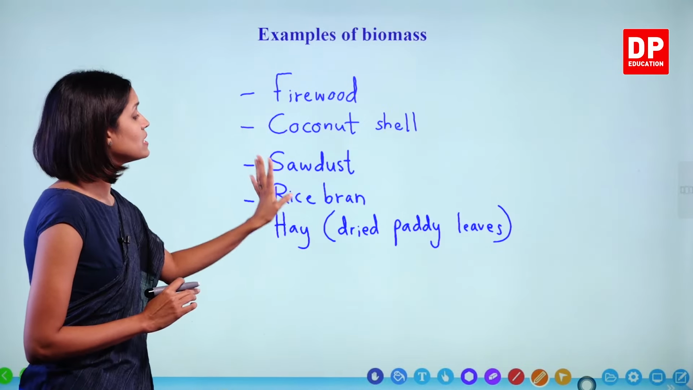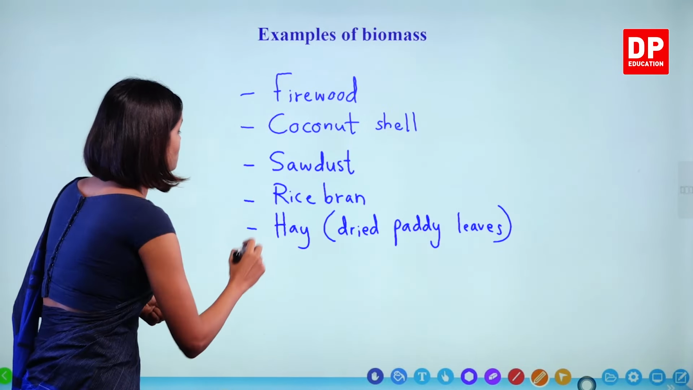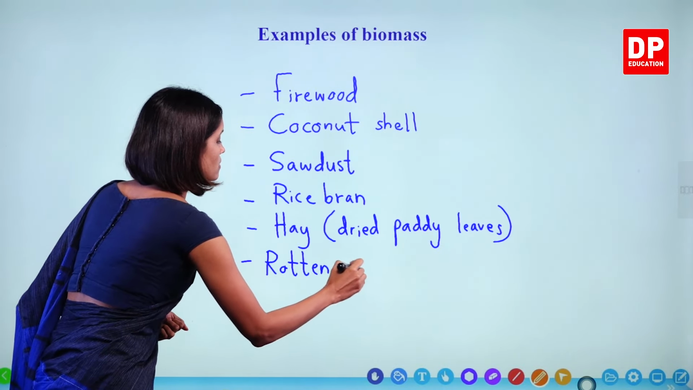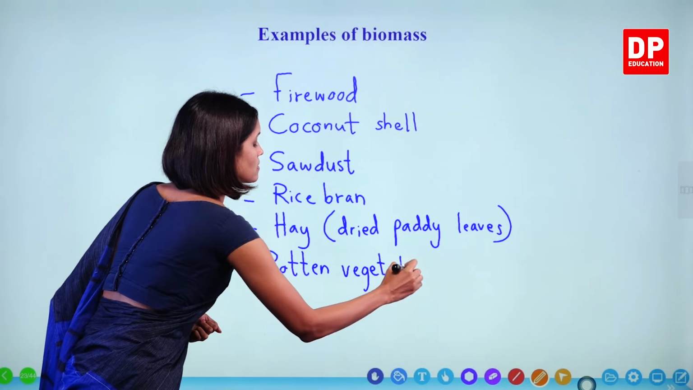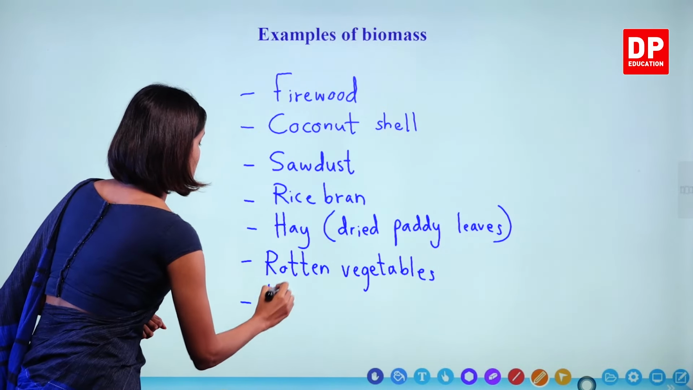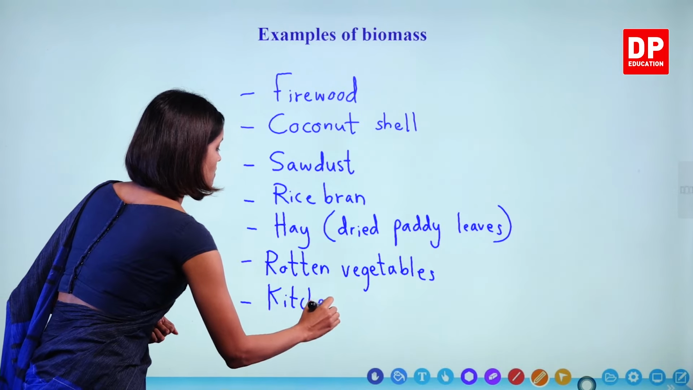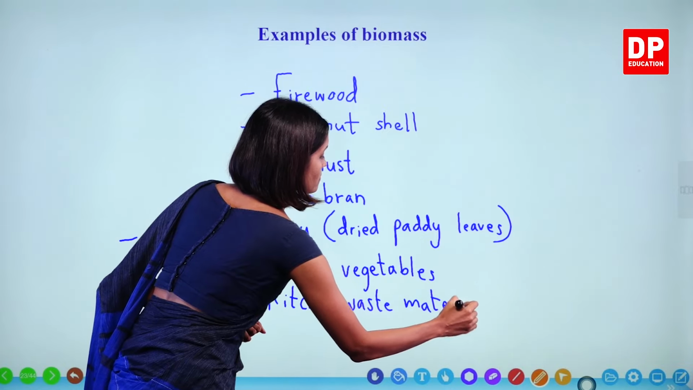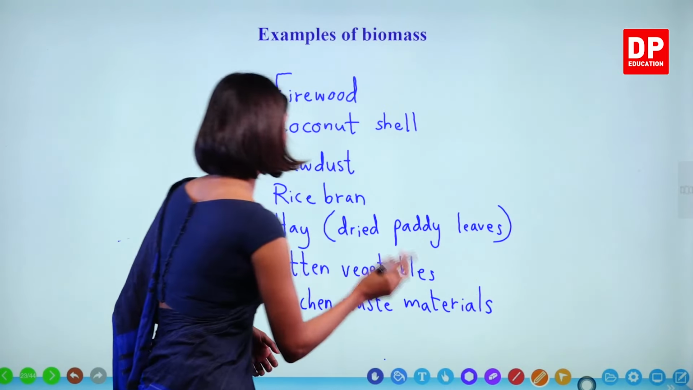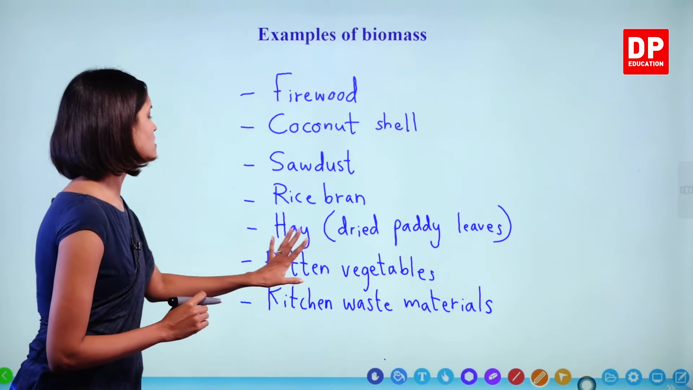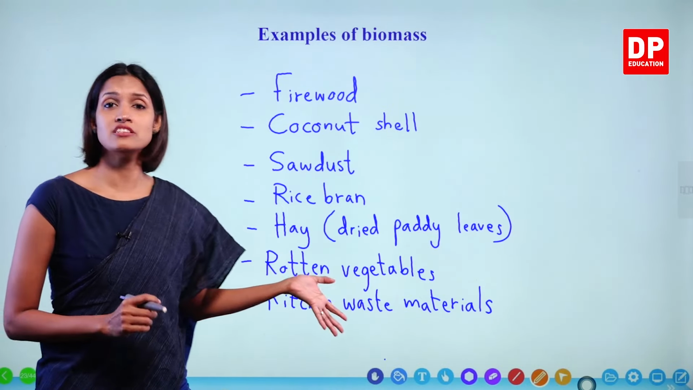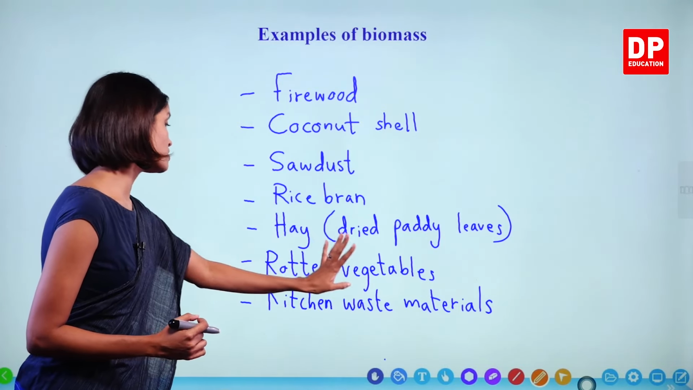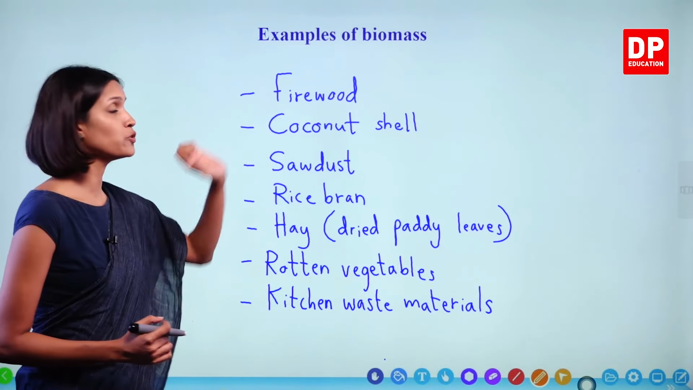Okay, so apart from these things, we can use rotten vegetables and also kitchen waste materials as a type of biomass. So can you burn these rotten vegetables and kitchen waste materials to gain energy? That is not possible. So how do you use these rotten vegetables and kitchen waste materials as biomass?